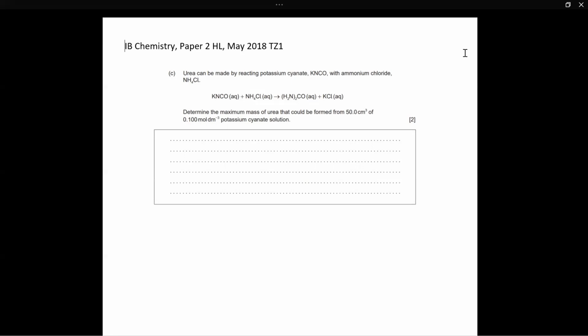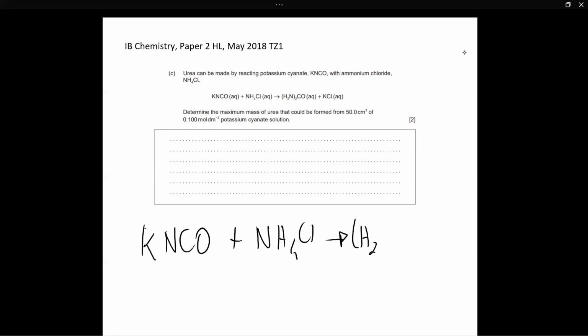Now, in this question, they're asking us, urea can be made by reacting potassium cyanate, KNCO, with ammonium chloride, NH4Cl. And they've given us the chemical equation over here. And the first thing when you are given such a question is that you need to make sure that the equation that they've given you is balanced. Now, sometimes IB balances it, sometimes they don't. That's just how they are. So it's better to be safe than sorry and to just make sure that what they have given you is balanced. So I'm going to check that over here.